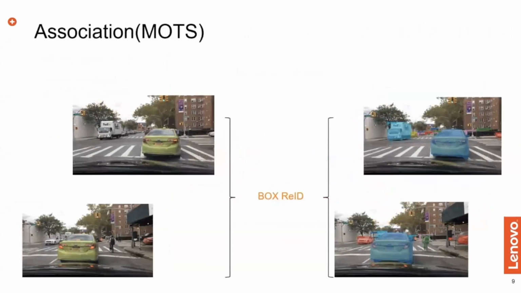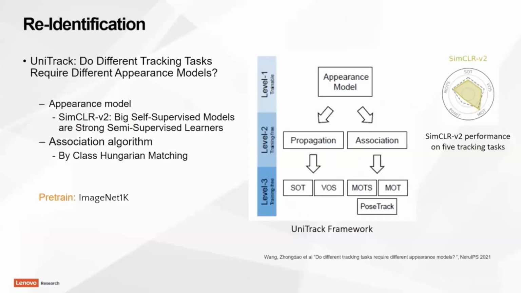For the association module of MOTS, we still use the MOT box-based ReID for association. Our base version ReID model references the paper UniTrack, do different tracking tasks require different appearance models. We leverage the UniTrack SimCLR V2 appearance model, which is pre-trained on ImageNet 1K. For the detailed association algorithm, we use hierarchical matching by class.